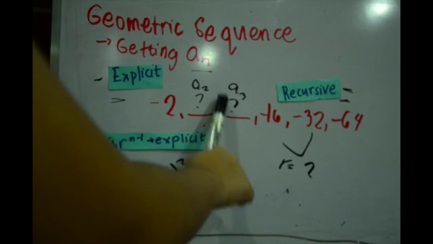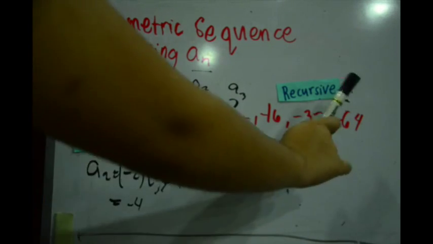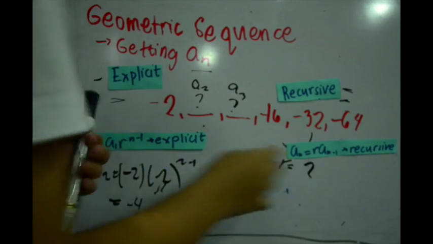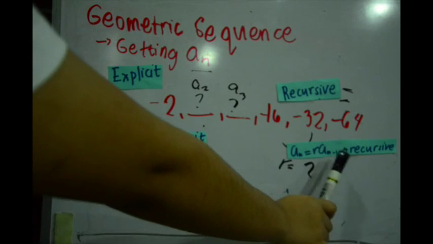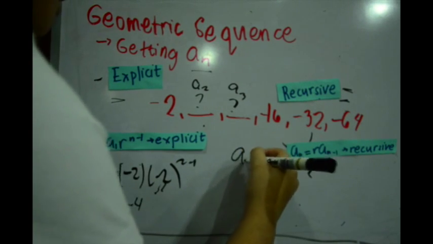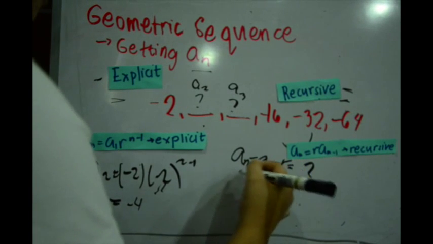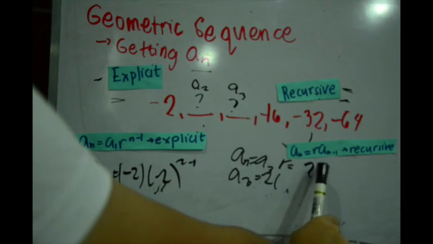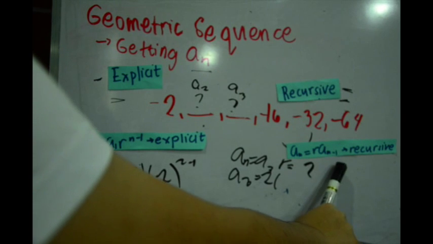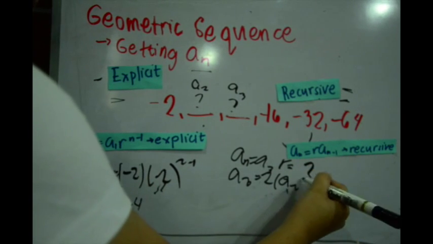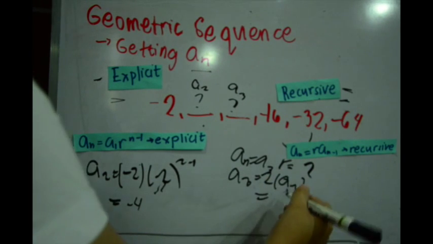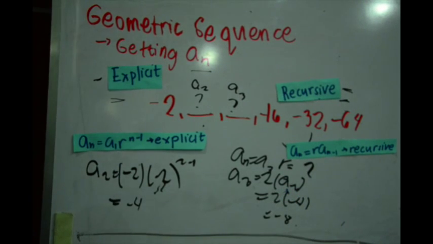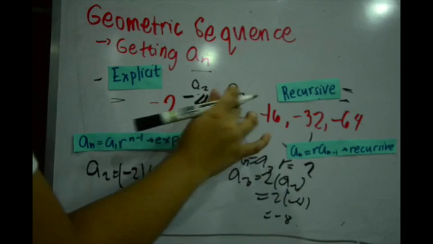Now, let's try getting a sub 3 using the recursive formula. The general term for the recursive formula is a sub n equals r times a sub n minus 1. Now, our a sub n is equal to a sub 3. So a sub 3 is equal to r, which is 2, times a sub n minus 1, which is a sub 2. Okay, and since our a sub 2 is -4, just multiply it by 2 and then we have -8. Now, the answer to this problem is -4 and -8.